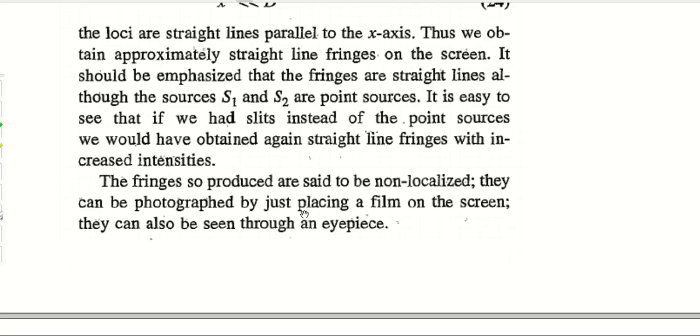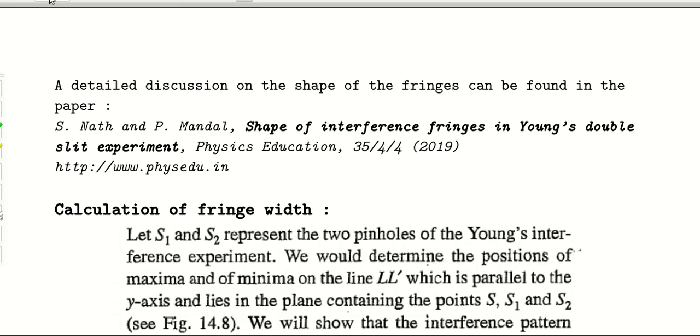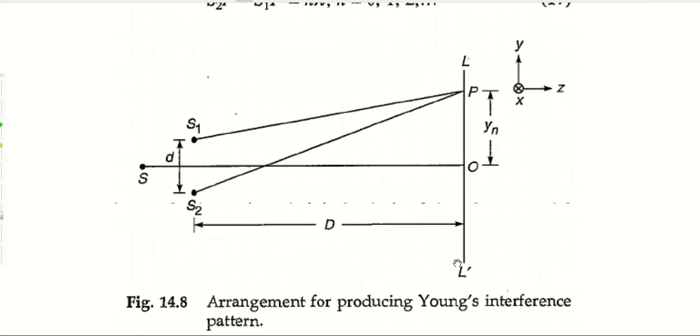And another very interesting thing: the fringes are called non-localized here. These are called non-localized fringes. Why non-localized? You can place your screen anywhere in space after the S1 and S2 slits or point sources to get the interference pattern. Let me take you into that picture. Yes, you can place the screen here along the XY plane and you can get straight line or hyperbolic fringes. You can place the screen along the YZ plane and you will get circular fringes. So whatever shape of fringes you need, you can place the screen accordingly.